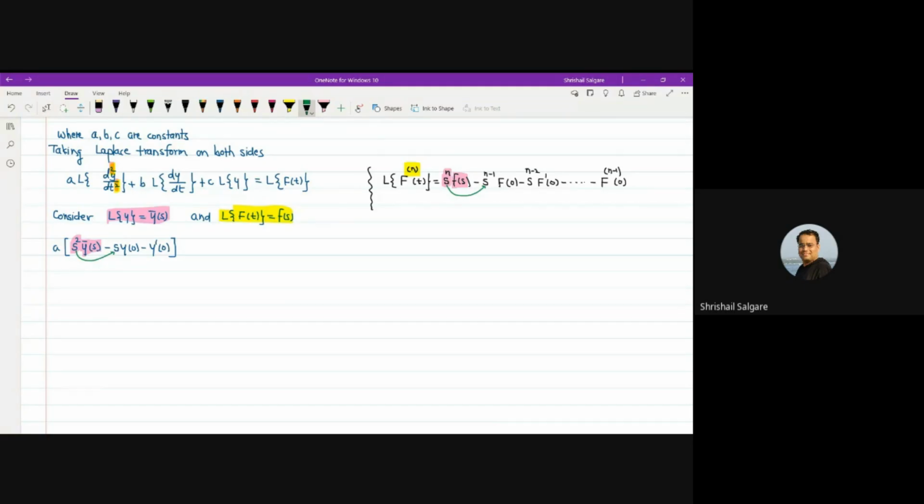And what happens? This function f of t, means whose derivative you are taking, that function at 0. Now whose derivative are you taking? y. So value of the function y at 0. So again, you have to reduce the power of s by 1. That becomes s raised to 0. Anything raised to 0 is 1.